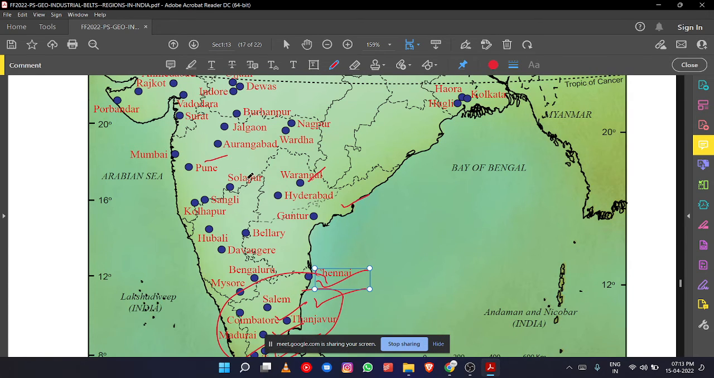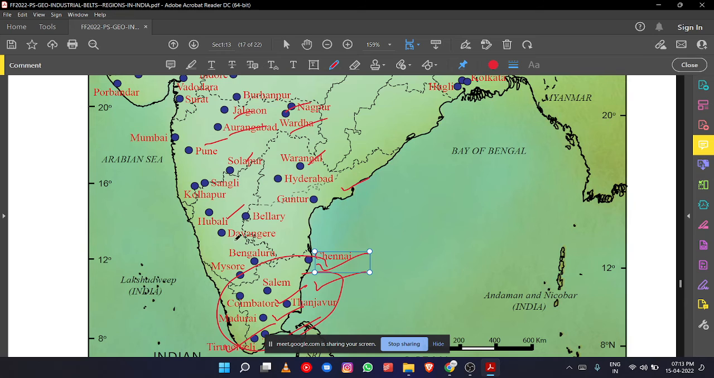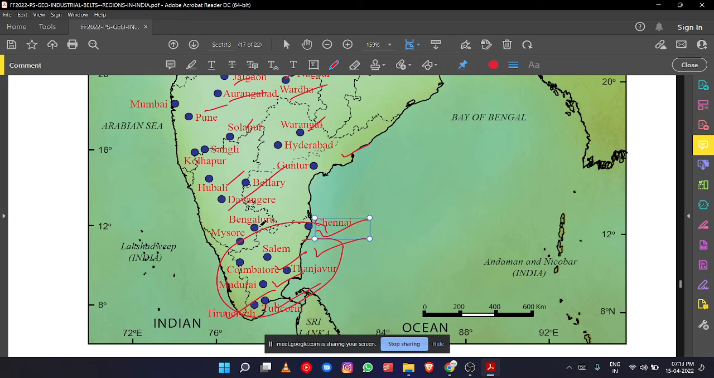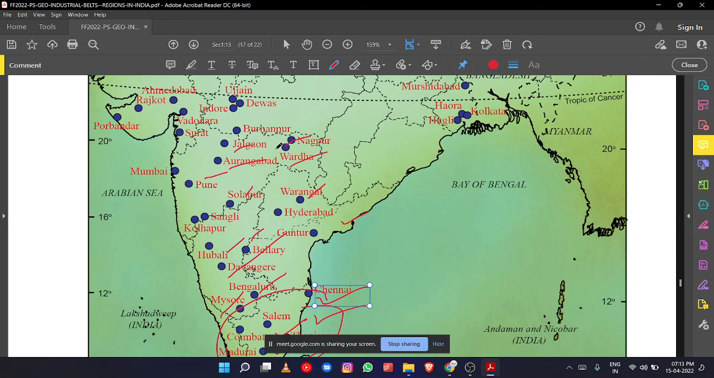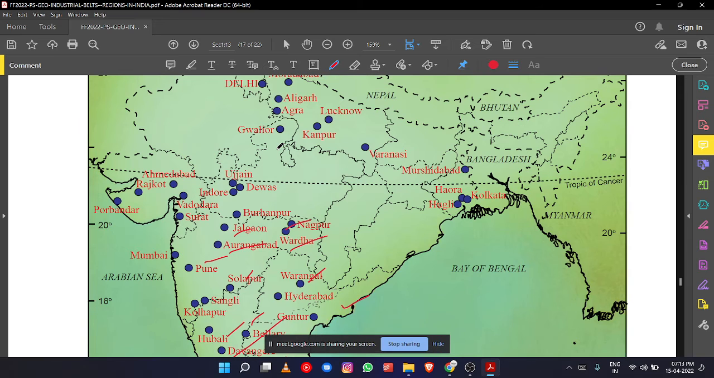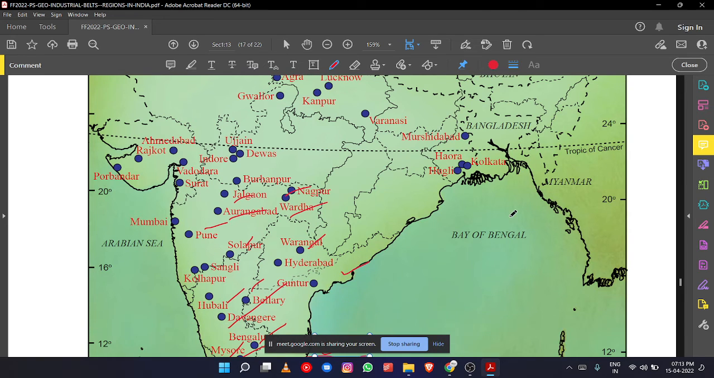In Maharashtra, Pune, Solapur, Aurangabad, Wardha, Nagpur. In Karnataka, Hubali area, Davangere area, Bangalore, Mysore, Bellary. Major cities, cotton and textile industries will be located.